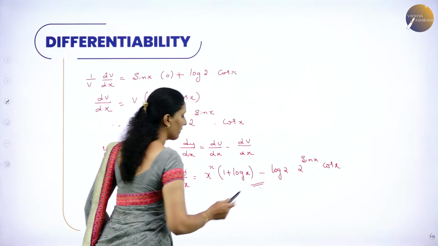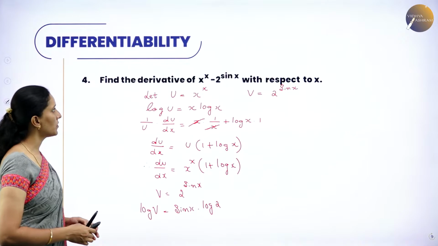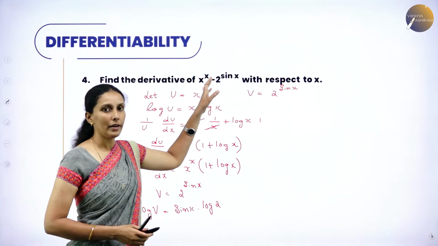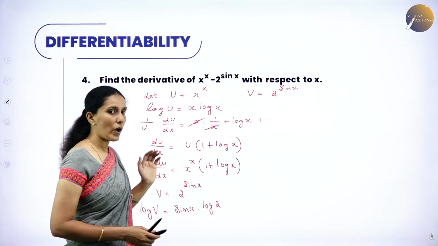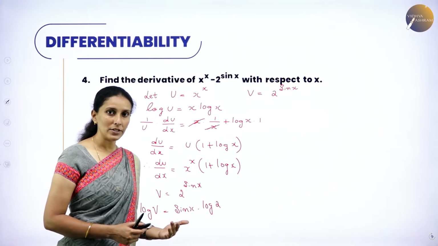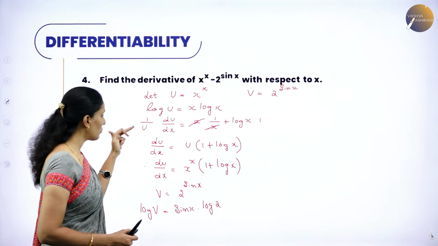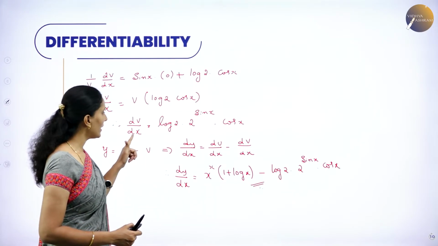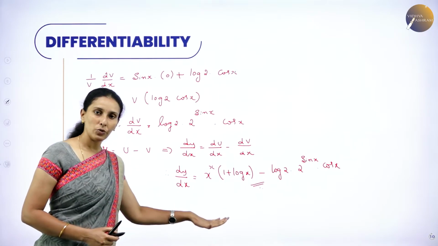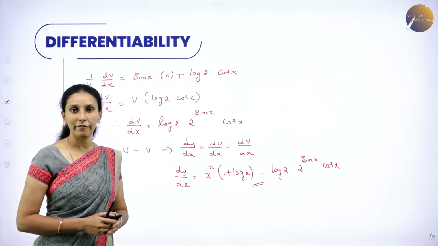This is the derivative. So whenever two functions are given in the form of an algebra, that is u plus v or u minus v form, then take y is equal to u plus v or u minus v, differentiate separately with respect to x, find du by dx, find dv by dx, then substitute it, which will be the derivative of the given function.